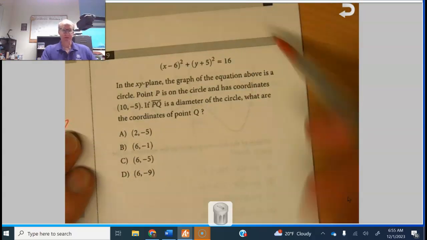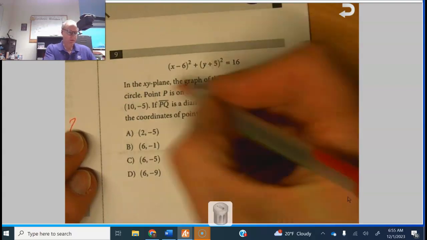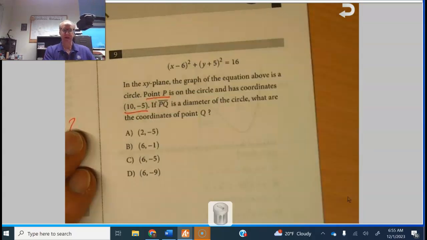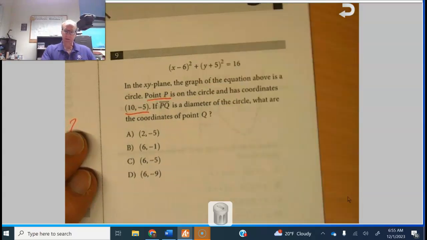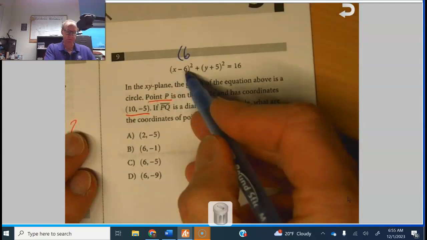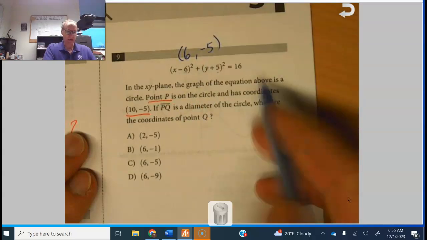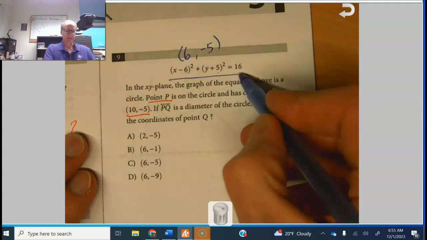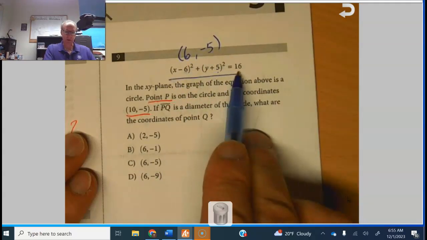This one, it says, in the xy plane, we have a graph of a circle. And it says point P is on the circle, and it has the coordinates 10, -5. I know that this circle has a center at 6, because that zeroes out this part, -5, and it has a radius of 4. That's what this says right here. This equation says I have a center at 6, -5, and a radius of 4.